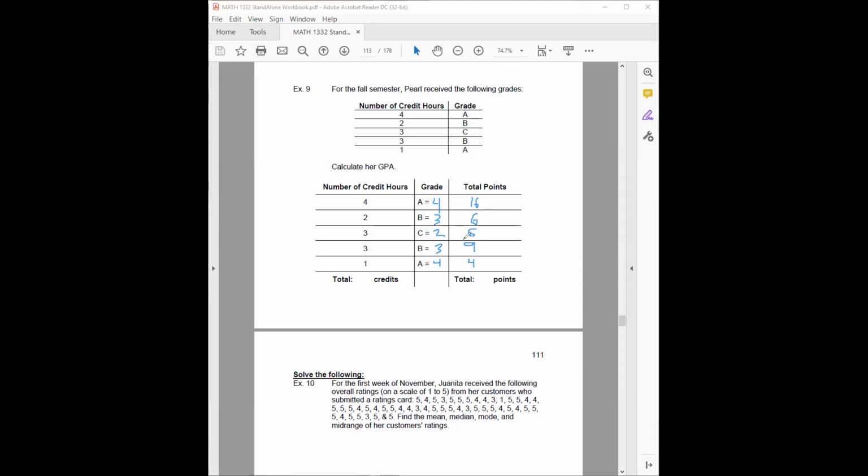So the number of credit hours she took is 4, 6, 9, 10, 13 total, right? Total points would be, let's see here, 10, 36. Oh, just add them. It's 41 points.